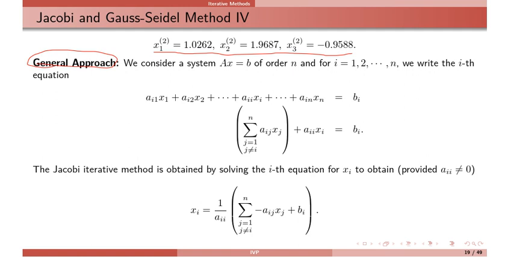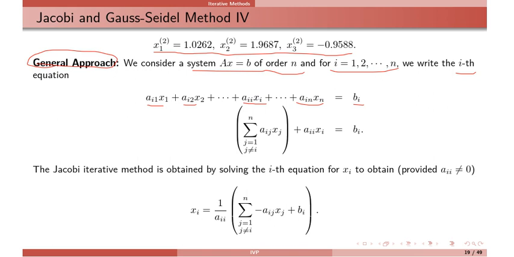So you have a system Ax equal to b of order n. So I am writing this system in matrix form. I am writing ith equation. So ith equation will be, first index is for row i and second is for column. So ai1 x1, ai2 x2, aii xi at diagonal, and so on, equal to b of i.